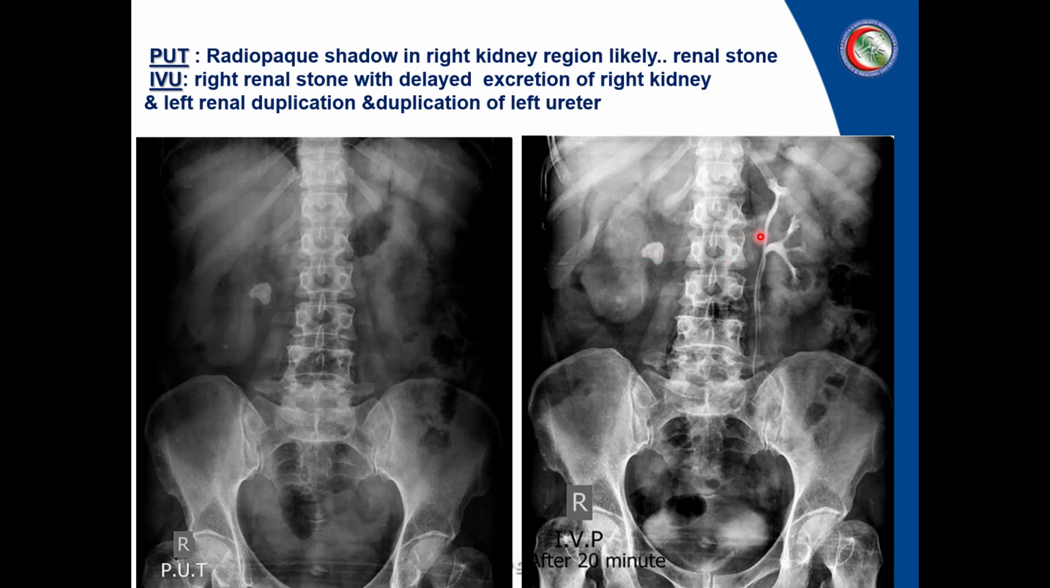And we can notice here also there is duplication of the pelvicalyceal system on the left side with duplication of the ureter. So the full comment is PUT showing a radio-opaque shadow, right renal stone, and IVU showing a right renal stone with delayed excretion and left renal duplication and duplication of the left ureter.